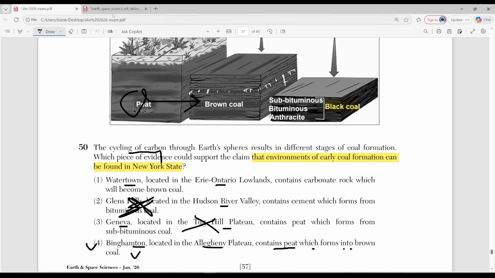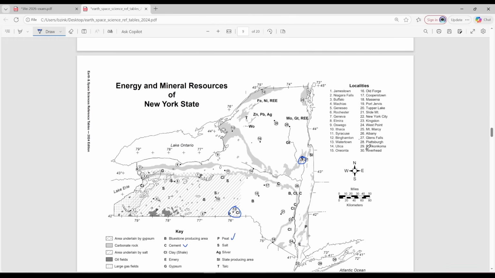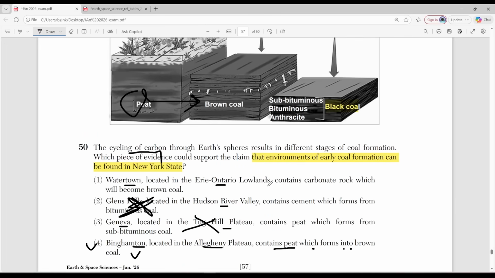Watertown contains carbonate rock. Watertown 13 here contains carbonate rock, which is the solid. That's true, yes. Which forms into brown coal? No, it's 4. I mean, annoying with the maps, but easier question. Again, 4 out of 10. Like, the question's fine. Like, I don't hate it. All right, we did it.